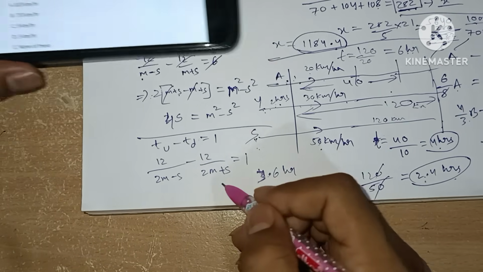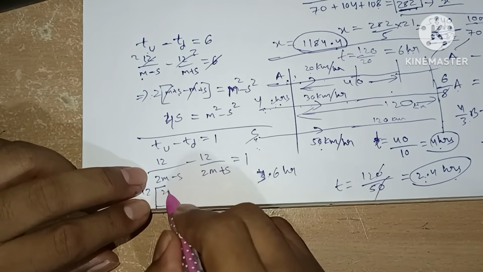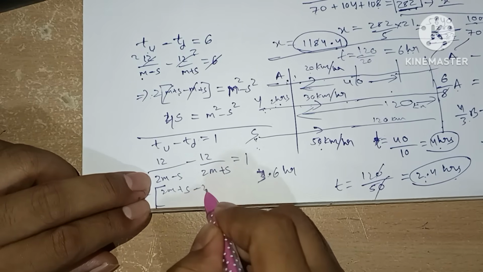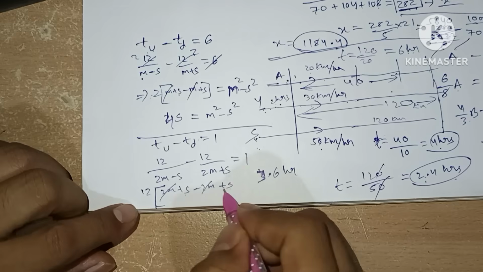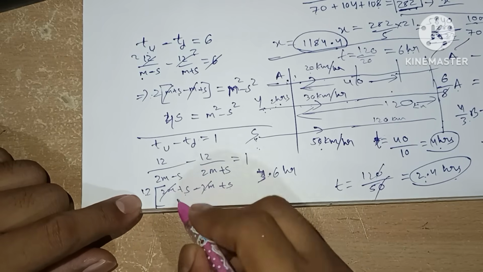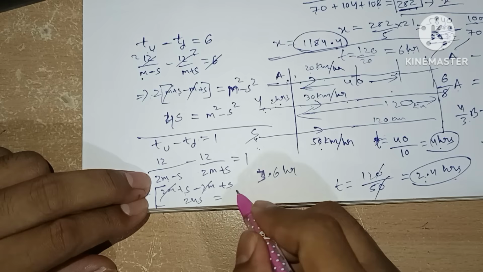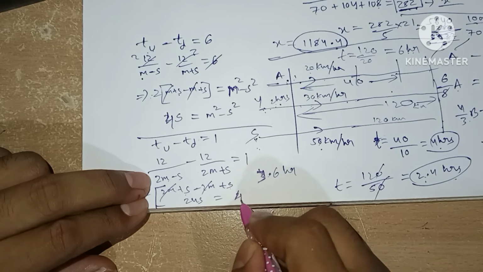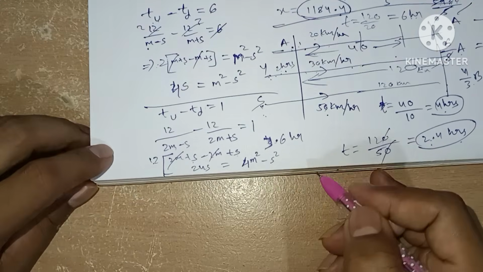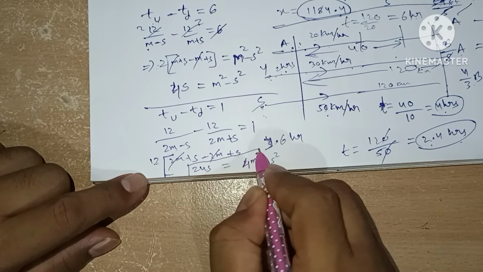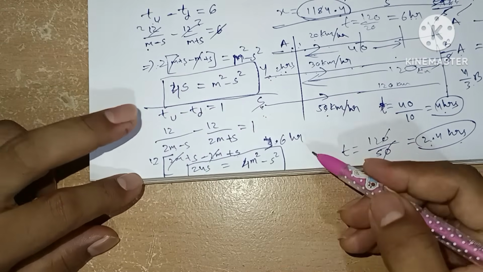From this, let's take 12 as common. 2m plus s minus 2m plus s cancel, giving 2 times 2s, which is 4s. Hmm, so 24s equals, this goes this side with 2 square m square. 2 square will be 4m square minus s square. So what we have is 24s equals 4m square minus s square. Here we have 4s equals m square minus s square.